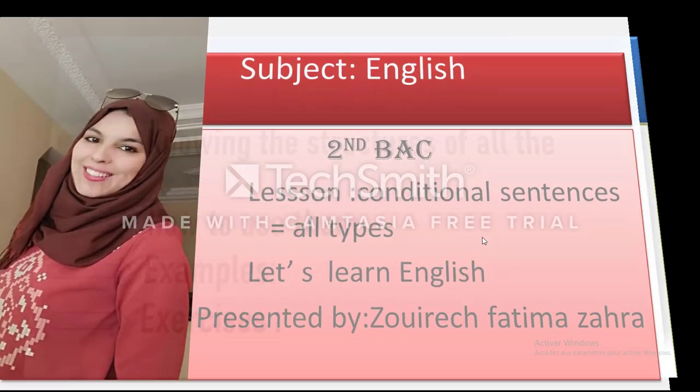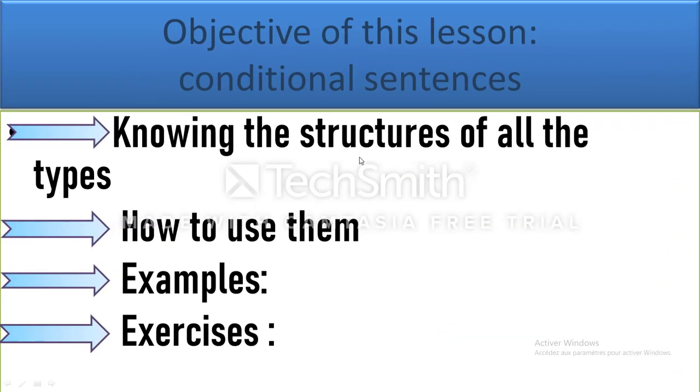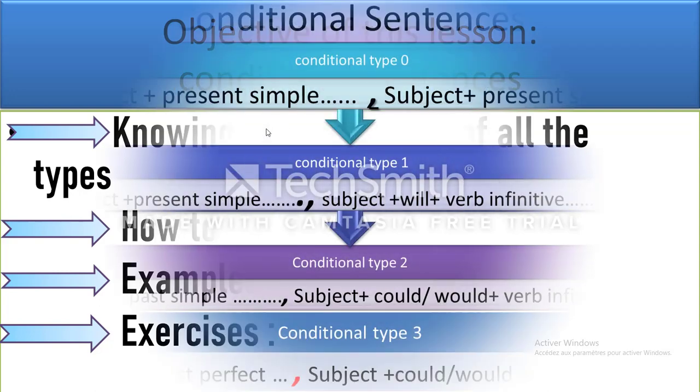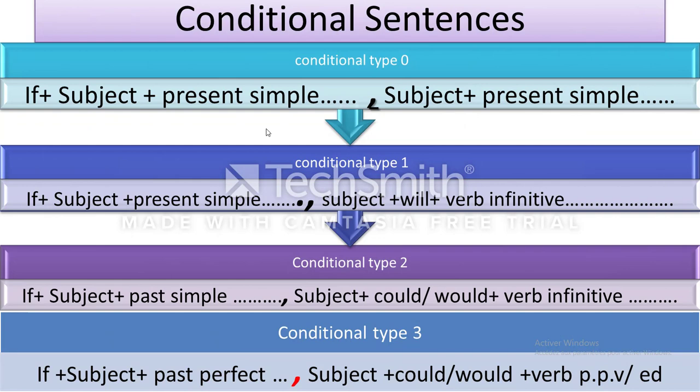Objective of my lesson: you have to know the structures of all of the types. After that, you have to know how to use them, with examples and more practice and exercises for knowing how to use the conditional types and to distinguish between them. Okay, let's start. So please, if you have a copybook or notebook or a paper, take it and take a pen and start to take notes.